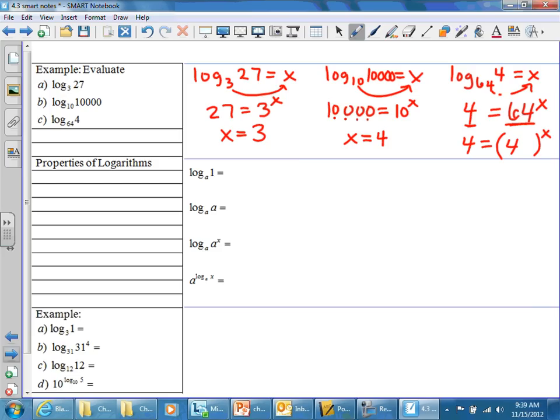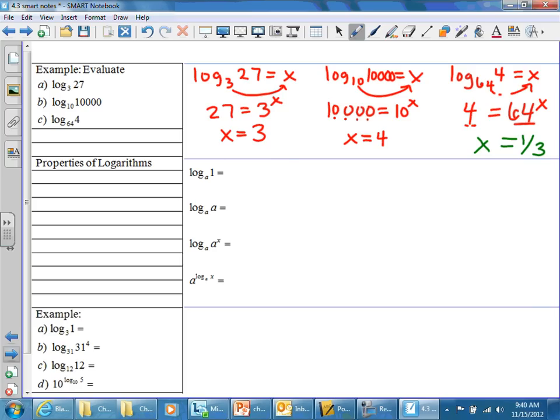So all I'm going to do is rewrite 64 as 4 to the power of something. Well, that would be 4 cubed. So now I can see that 3x has to equal the 1. So x is 1/3. Another way to see that is you could have said the cube root of 64 is 4. So a lot of you could see that there.